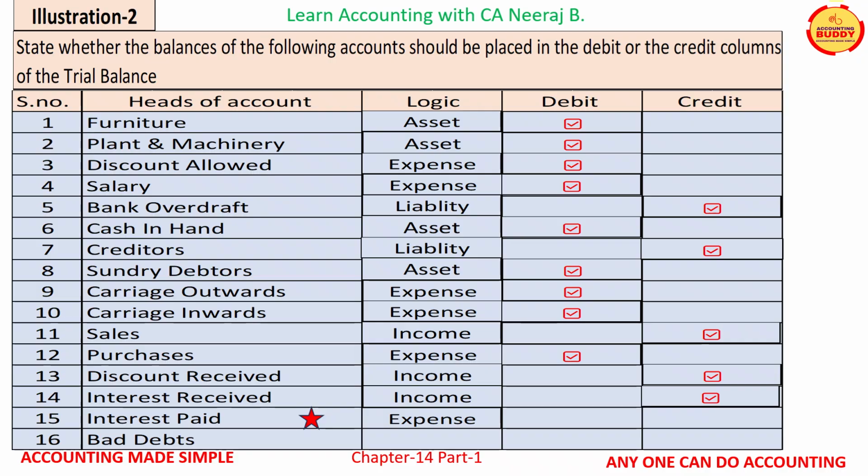Interest paid is an expense account, so it is placed in the debit column as the business expenses always carry debit balance. Bad debts is a business loss, so it is placed in the debit column as the business losses always carry a debit balance.